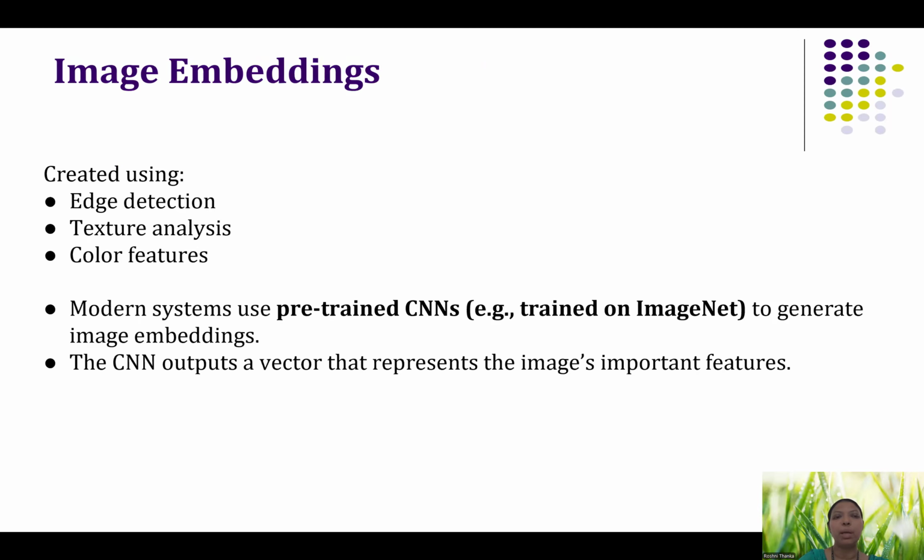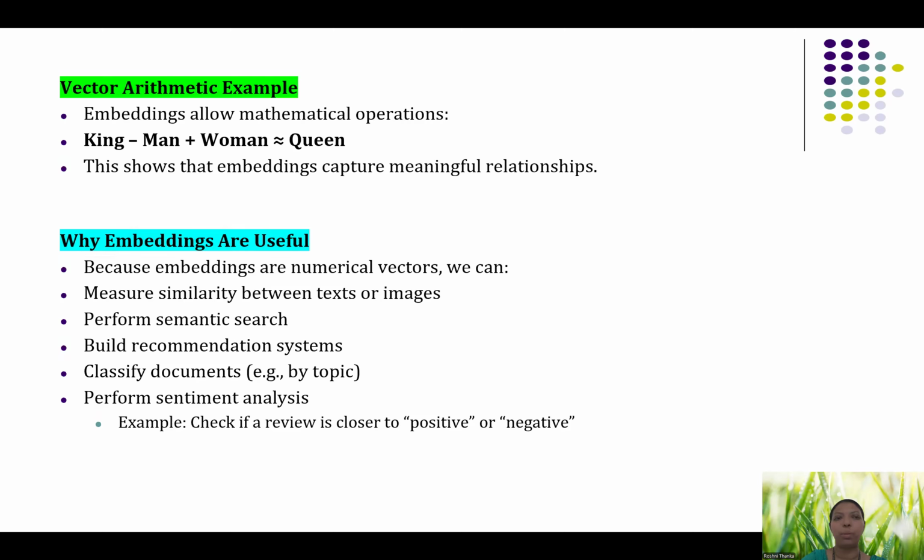So first is image embedding. It's created using edge detection, texture analysis, and color features. Based on all these features, the image embedding is done. Modern systems use pre-trained CNN models like ImageNet to generate this embedding. The CNN outputs a vector that represents the image's important features. So all the important features of the image will be in the form of vectors, that is, a numerical format.